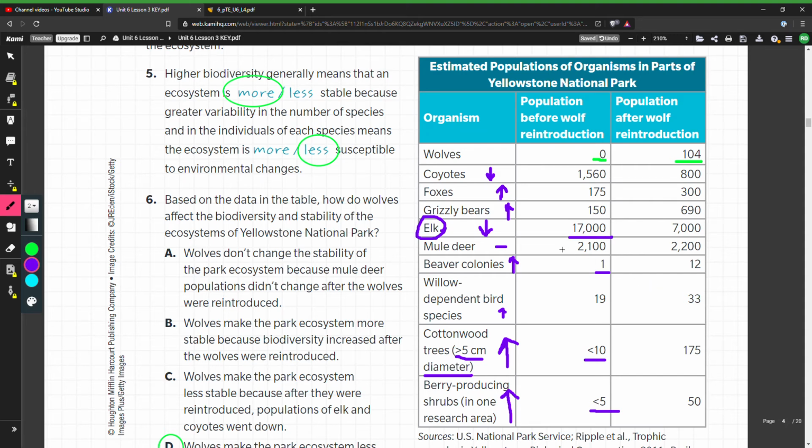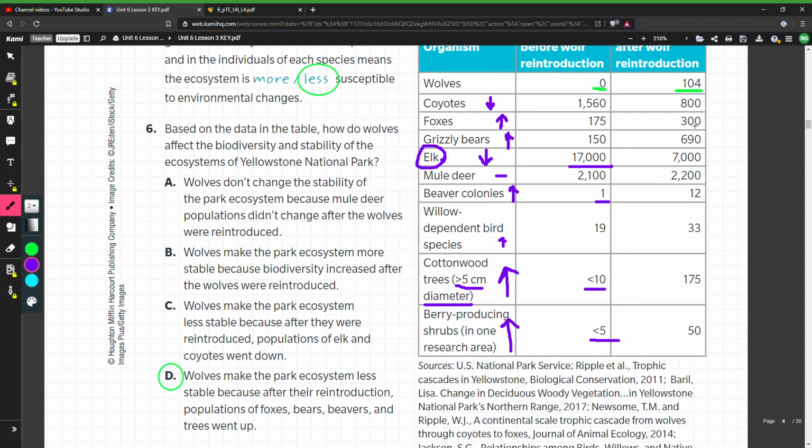of the other animals. So the grizzly bears didn't have as much food to eat because they also eat berries and things like that. The coyotes did decrease in their population, probably because they also prey on the elk, but foxes increased, and there's still a lot of coyotes. And so introducing the wolves really created a lot greater biodiversity because just having the wolves there to kill off some of the elk allowed a lot of the plants and the trees to grow back, which started impacting the other animals as well. So, based on the data in the table, how do wolves affect the biodiversity and stability of the ecosystems of Yellowstone National Park?